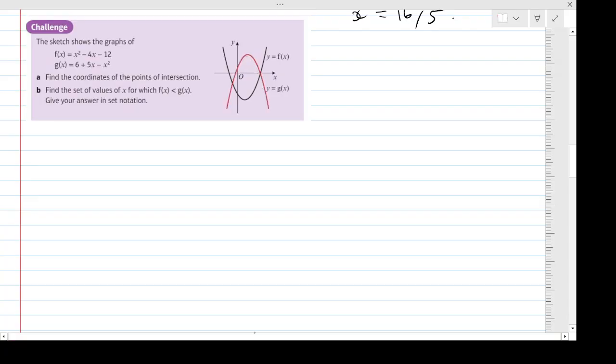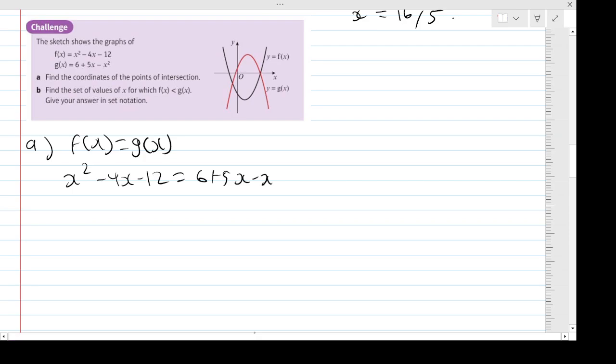Part A again is pretty standard by the looks of it now. Find the coordinates for the points of intersection. So that's going to be here and here. How do we find it? Well, we need to put the two curves equal to each other. So f of x has to equal g of x. So the two equations have to equal each other. That means x squared minus 4x minus 12 is equal to 6 plus 5x minus x squared.